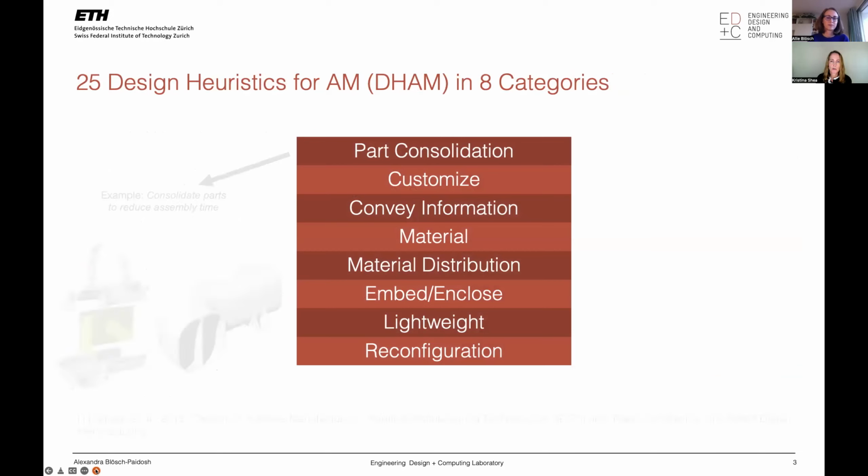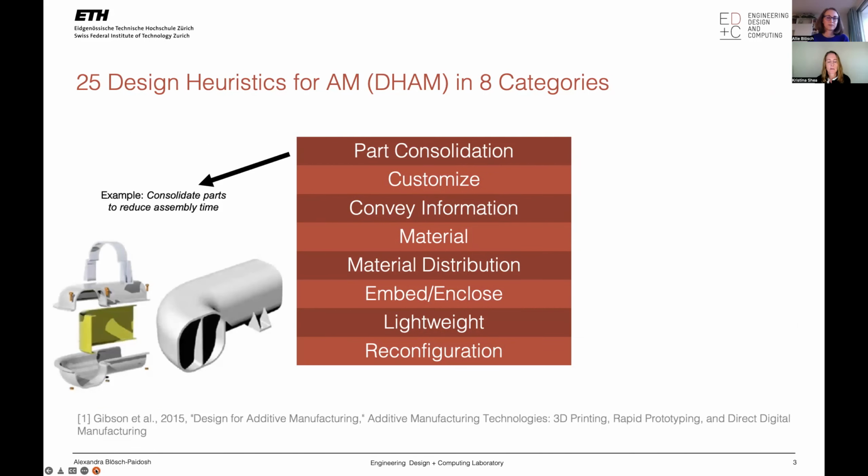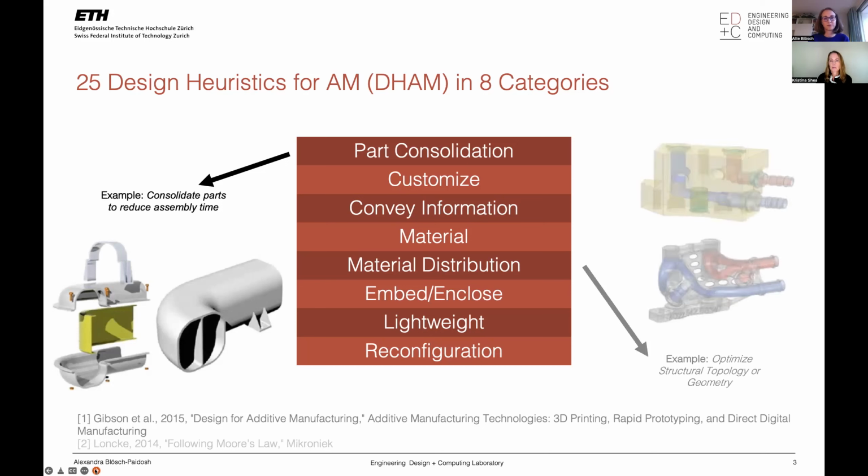These categories include part consolidation. So this is a typical example in AM. So for example, consolidate parts, reduce assembly time. And in this case, it's an air vent that's consolidated. Or for example, in material distribution, so using structural topology optimization to optimize the flow in a water manifold so that you can reduce vibrations. So these categories include also customize, convey information, material, embed and close, lightweight, and reconfiguration. So now I'll hand it over to Ali, who will present to you the cards and the heuristics.